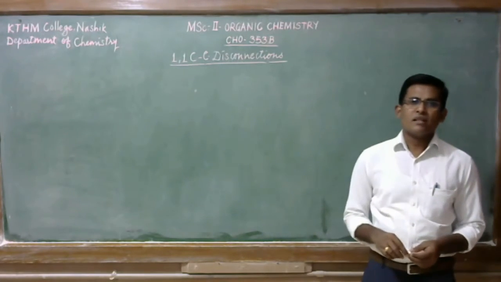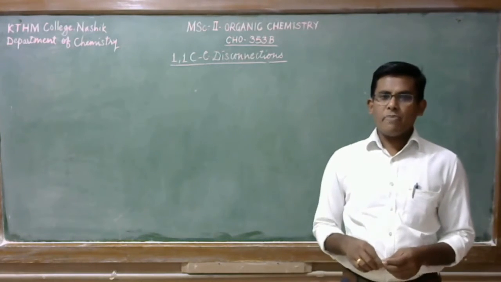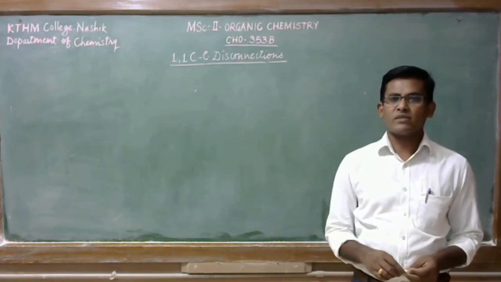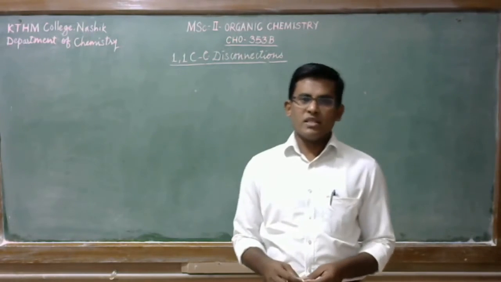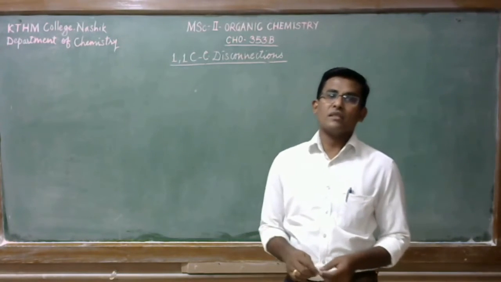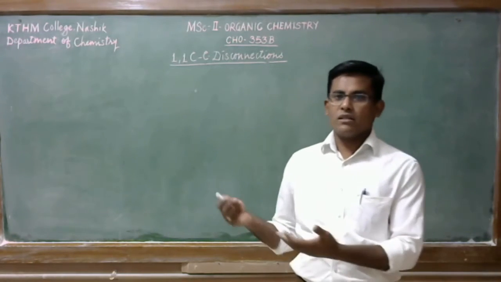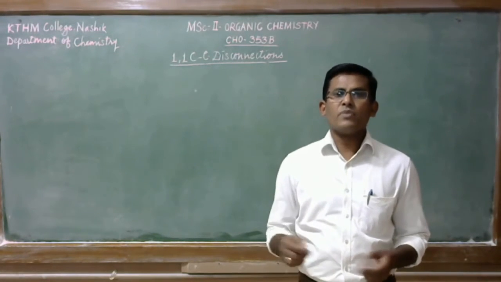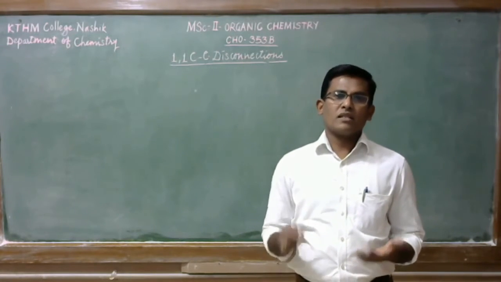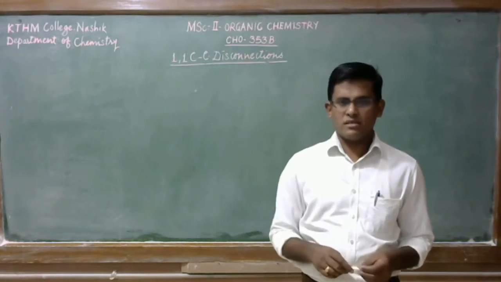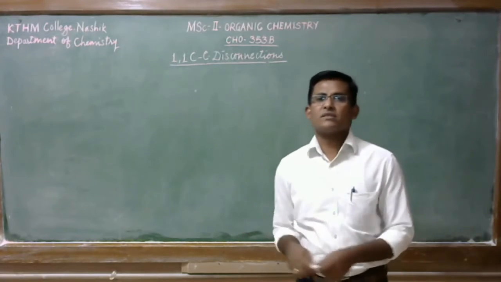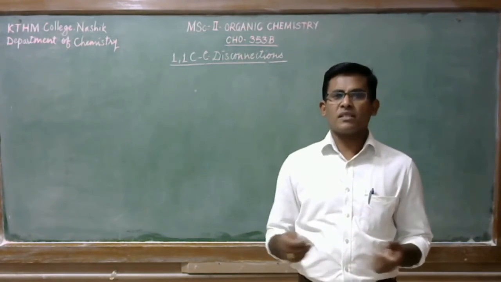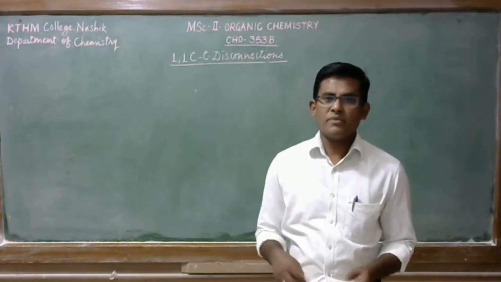So today we will discuss another example which also involves the 1,1 carbon-carbon disconnections. A 1,1 carbon-carbon disconnection can be seen in a tertiary alcohol. Suppose we have a target molecule, for example a tertiary alcohol, having two similar substituents. In such a target molecule we can do a double disconnection. A double disconnection can be a shortcut.